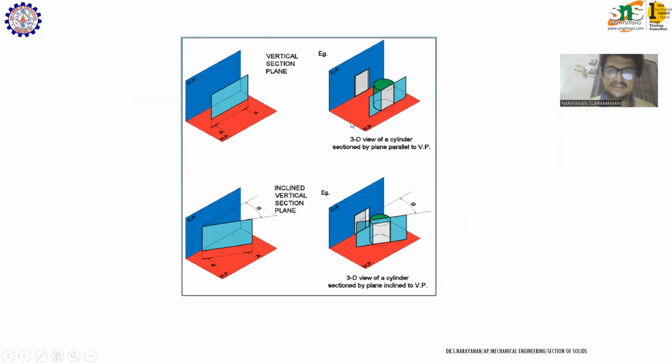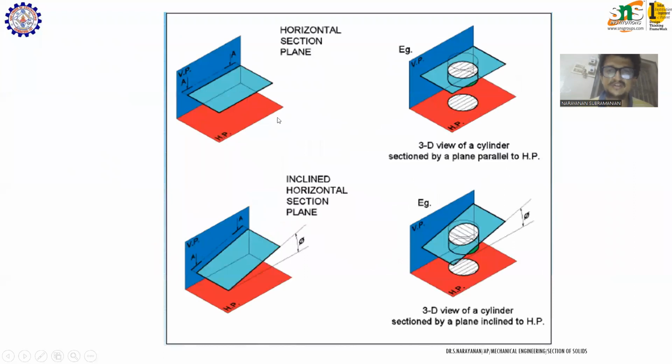Here you can see a prism, that is a cylinder, which is cut by a plane which is parallel to VP and perpendicular to HP. Similarly, here you can see a solid which is cut by a plane which is perpendicular to HP and inclined to VP. Here you can see a cylinder which is cut by a plane which is parallel to HP and perpendicular to VP. Here you can see the plane is perpendicular to VP and inclined to HP.